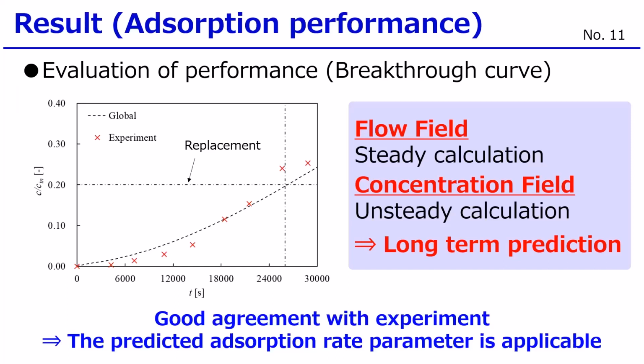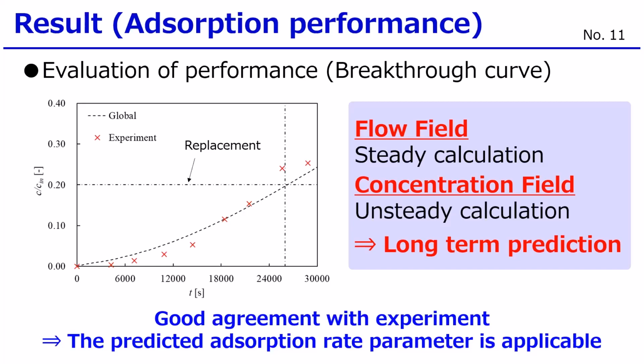This red cross mark shows the experimental result, and this black dashed line shows a calculation result using the predicted adsorption rate. And this calculation result is in good agreement with the experimental result. So we concluded the predicted adsorption rate parameter is applicable. Also, the filter's lifespan is the time when the concentration ratio reaches 0.2. In this result, we can reproduce the cartridge's lifespan.